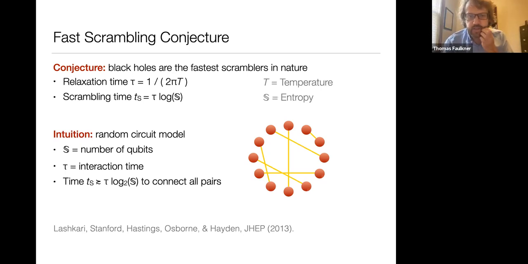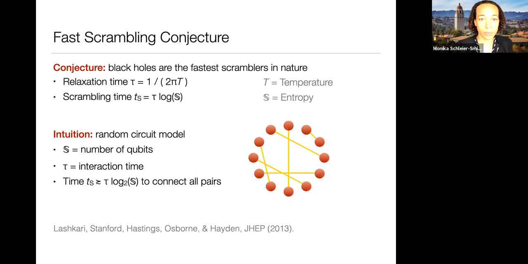Yeah. Those are also interesting from a holographic point of view, I would say. Yeah. Okay. Great. Good.